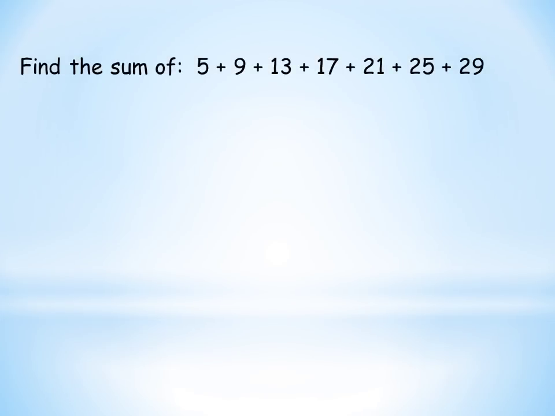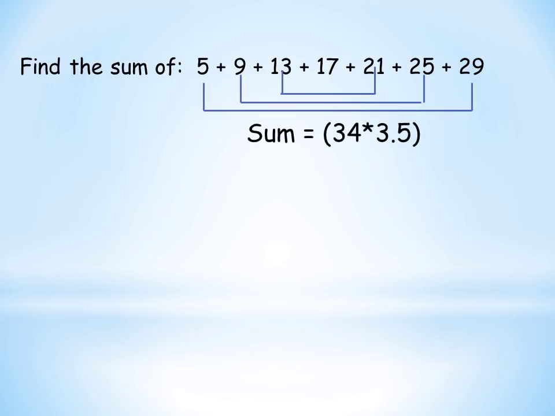Let's take a look at another one here. Well, here I have 5 plus 29, which would give me 34. And so on and so forth. But now I have one left. This doesn't match up with anything. So I can say the sum is 34 times 3.5 pairs, which would be 119.